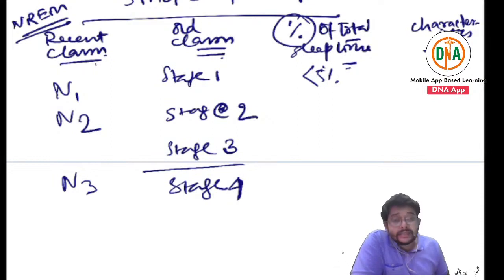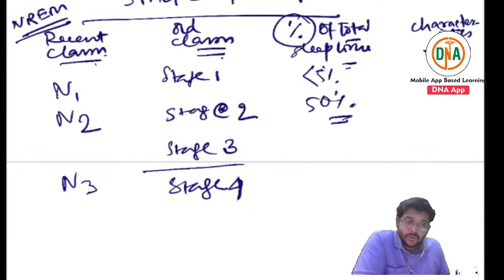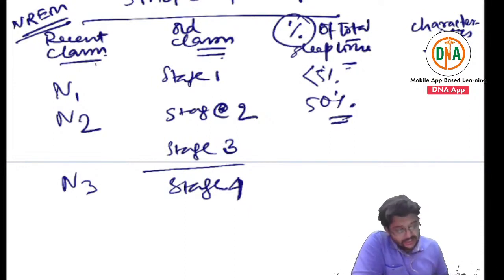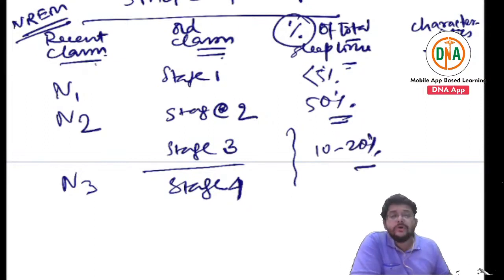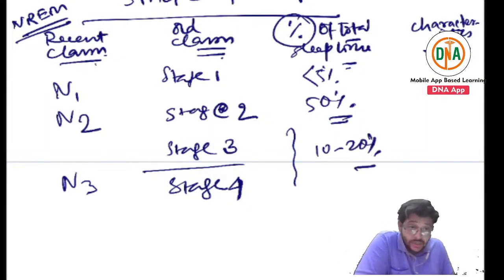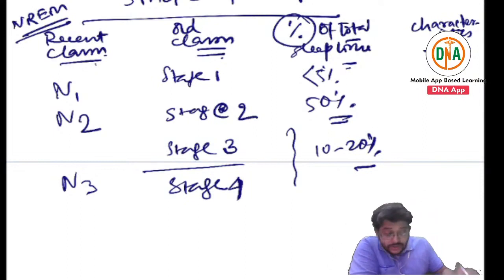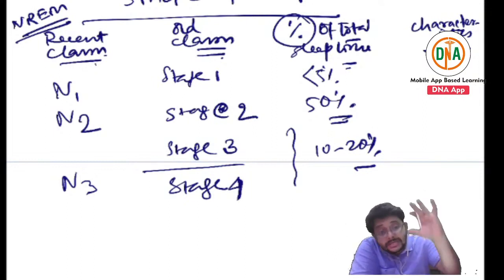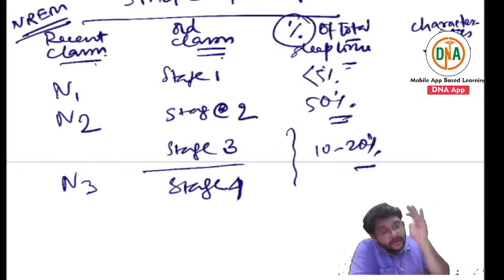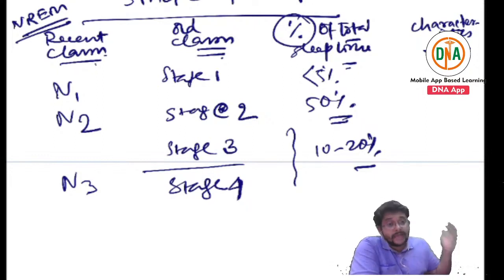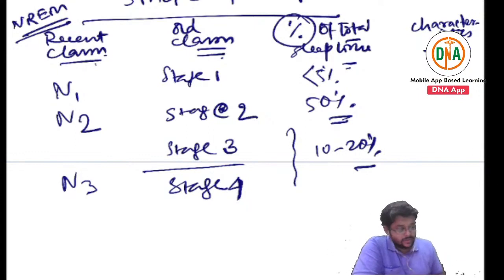The second stage was approximately 50% of total sleep time, and the third stage was approximately 10 to 20% of total sleep time. That's the total sleep time. Remember, all this constitutes approximately 80% of total sleep time. The rest is constituted by the rapid eye movement sleep. That way, you can calculate.